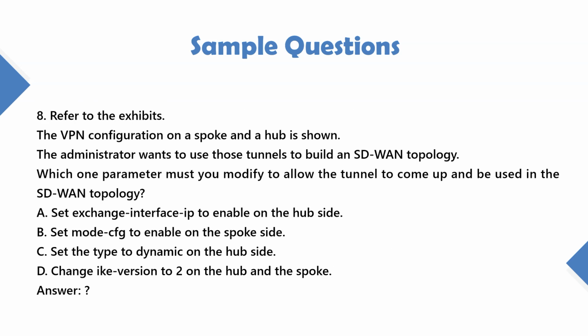8. Refer to the exhibits. The VPN configuration on a spoke and a hub is shown. The administrator wants to use those tunnels to build an SD-WAN topology. Which one parameter must you modify to allow the tunnel to come up and be used in the SD-WAN topology? A. Set exchange-interface-ip to enable on the hub side. B. Set mode-cfg to enable on the spoke side. C. Set the type to dynamic on the hub side. D. Change IKE version to 2 on the hub and the spoke.